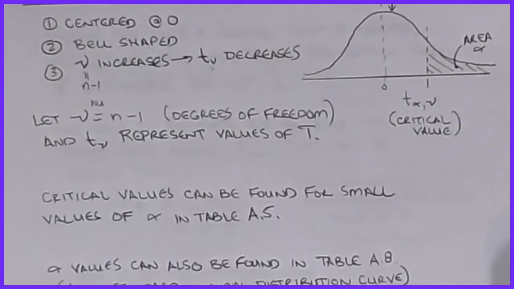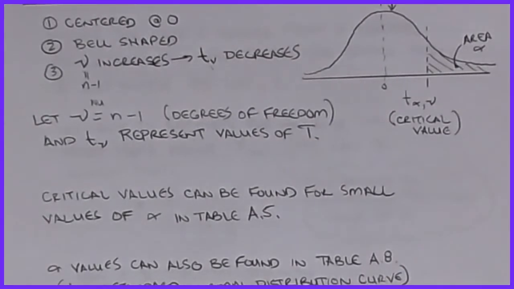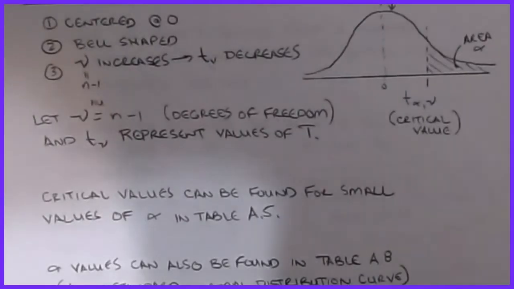Okay, so what happens is the critical values can be found for small values of alpha in our table A5. So let me pause the video and I'll pull out the book and we will look.